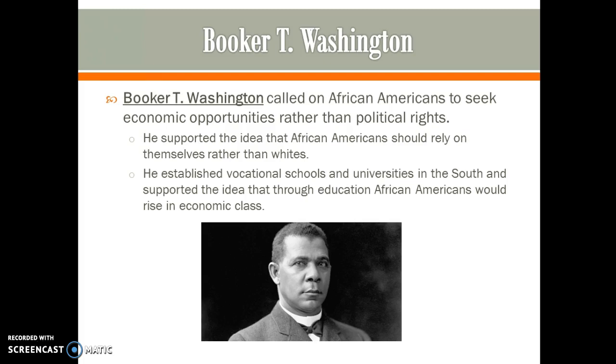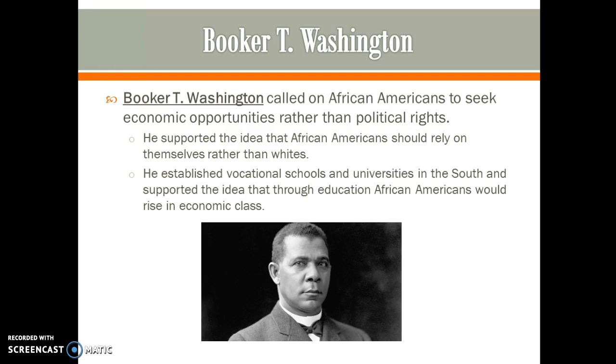Okay, and Booker T. Washington is a very interesting figure because he calls on African Americans to seek economic opportunities rather than political rights. He did not think that immediate equality was the answer to the way that African Americans were being treated. He supports the idea that African Americans should rely on themselves rather than whites, particularly what he called the talented 10th, the top 10% of African Americans in society that would rise up and help the African American people rise in society above whites.